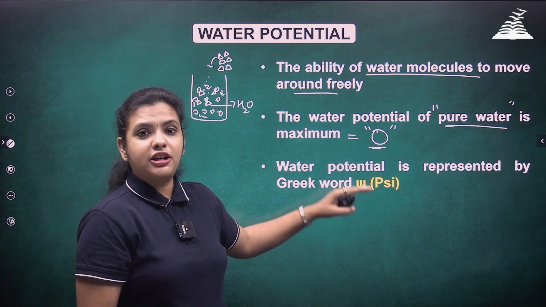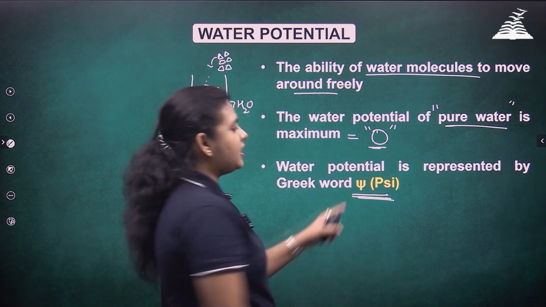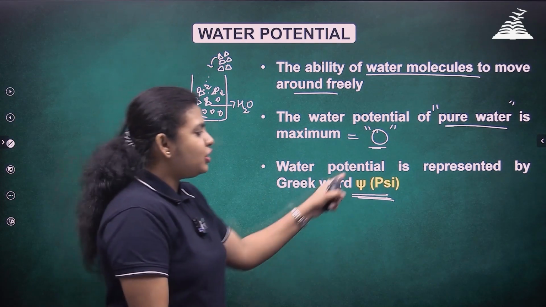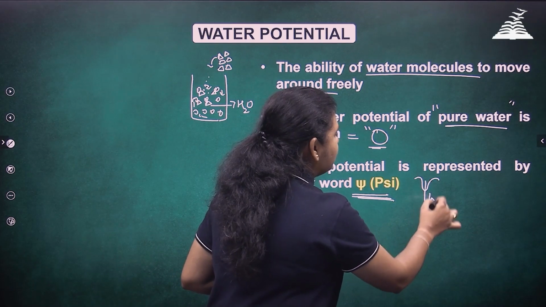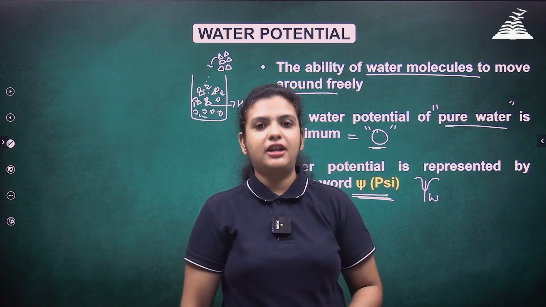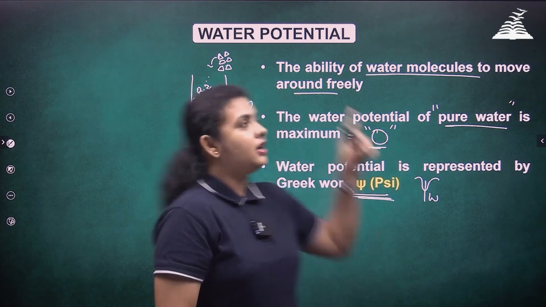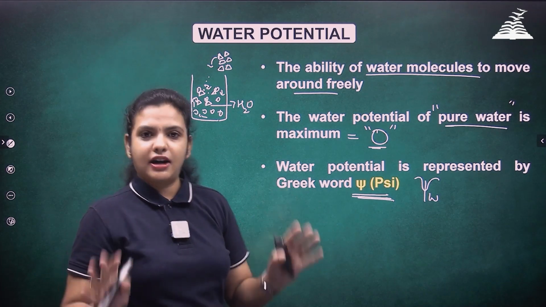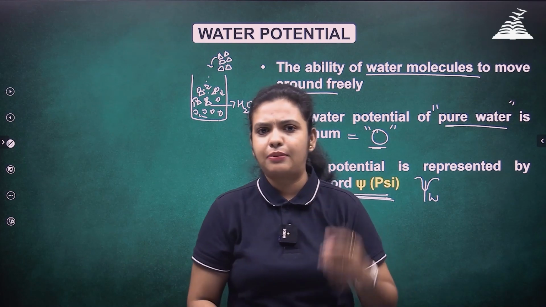What is water potential represented by? We have a symbol called psi. Psi is the representation of water potential. You just write it as psi, or you can write it as psi W, W for water potential. Understood? What is water potential? The ability of water molecules to move around freely. That is what water potential is. Water is happy by itself, right? Alone, nobody to control, it is running around very happily.